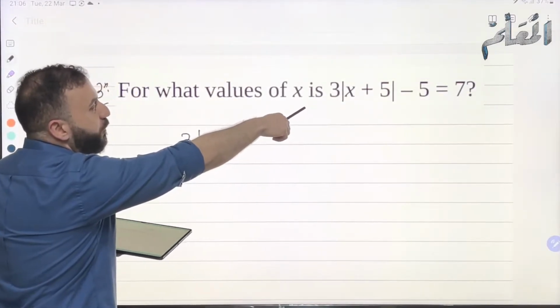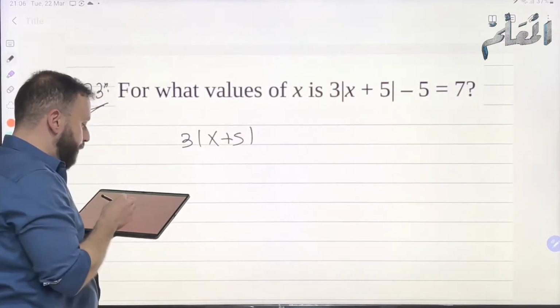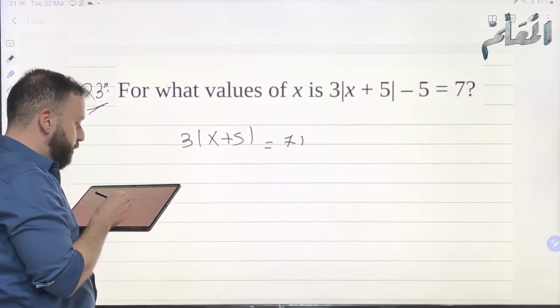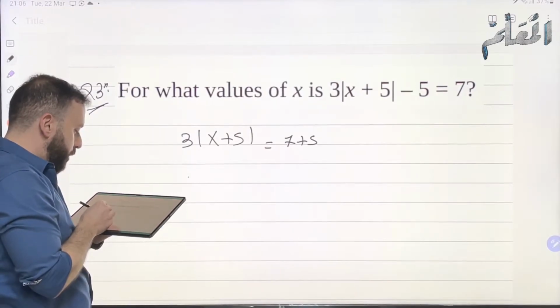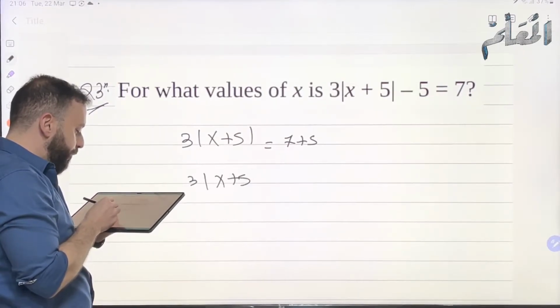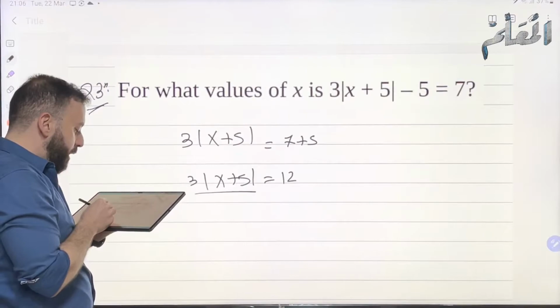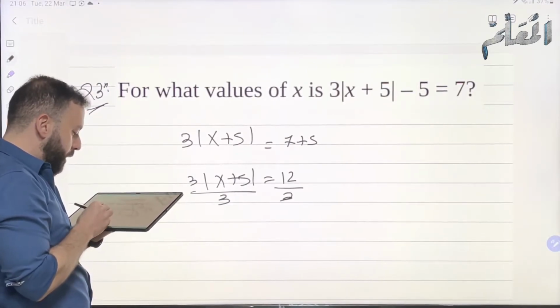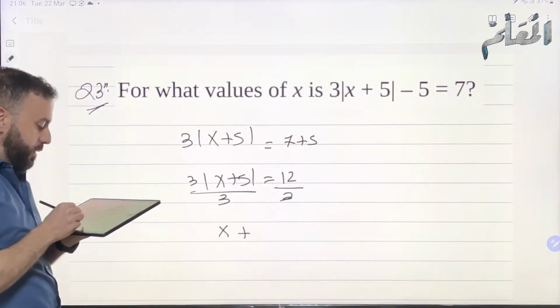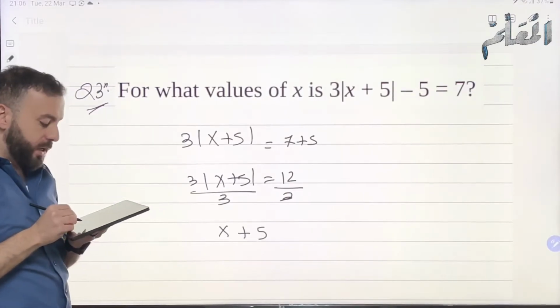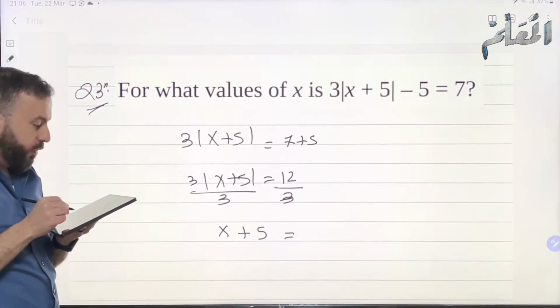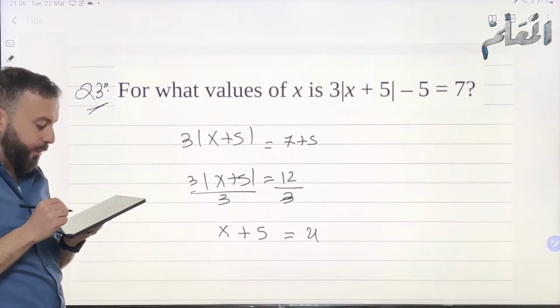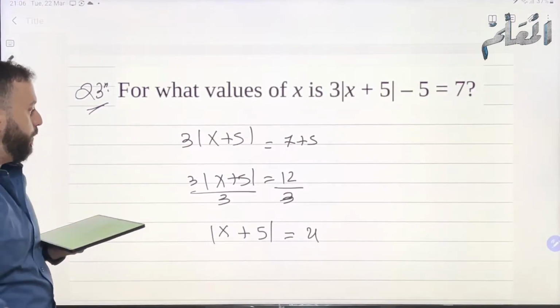Well, I need to shift the 5 to the other side, same as what we have done before. So it's going to be 7 plus 5, which is equal to 12. So 3|x + 5| is equal to 12. Divide by 3, divide by 3. So |x + 5| is equal to how much? 12 divided by 3 is equal to 4. Okay, that's an absolute value.